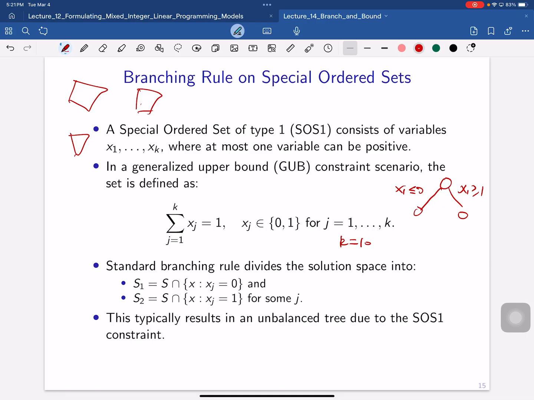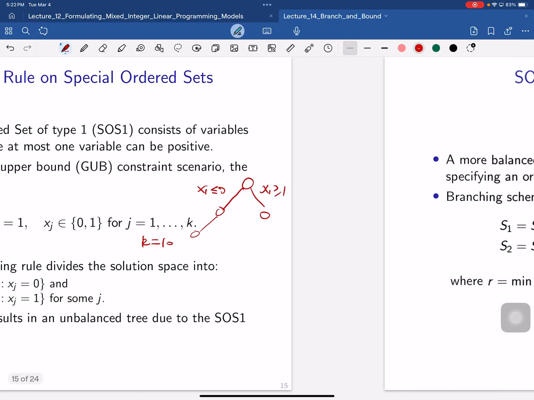There are more leaf nodes on the right. Yeah, exactly, right? So if you fix x1 to 1 here, because of this constraint, all the other variables are automatically set to 0. So therefore you will always expand on the left, right? Whenever you set a variable to 1, all the other variables are automatically equal to 0. So that's why this is a very inefficient branching rule here for SOS1 type of constraints.